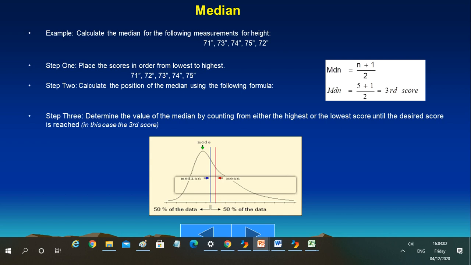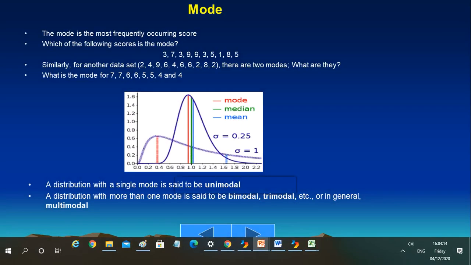So determine the value of the median by counting from either the highest side or the lower side until the desired score is reached. So that is how you can calculate the median.